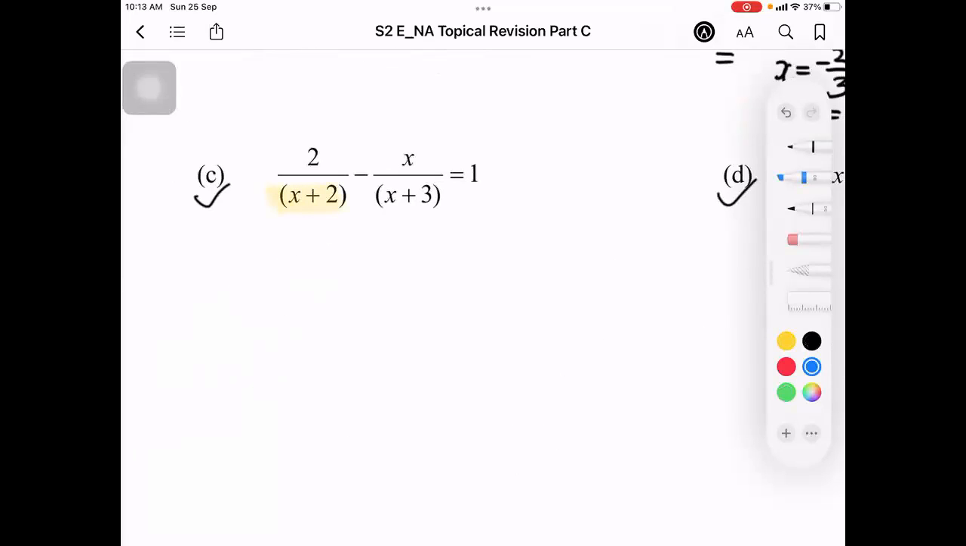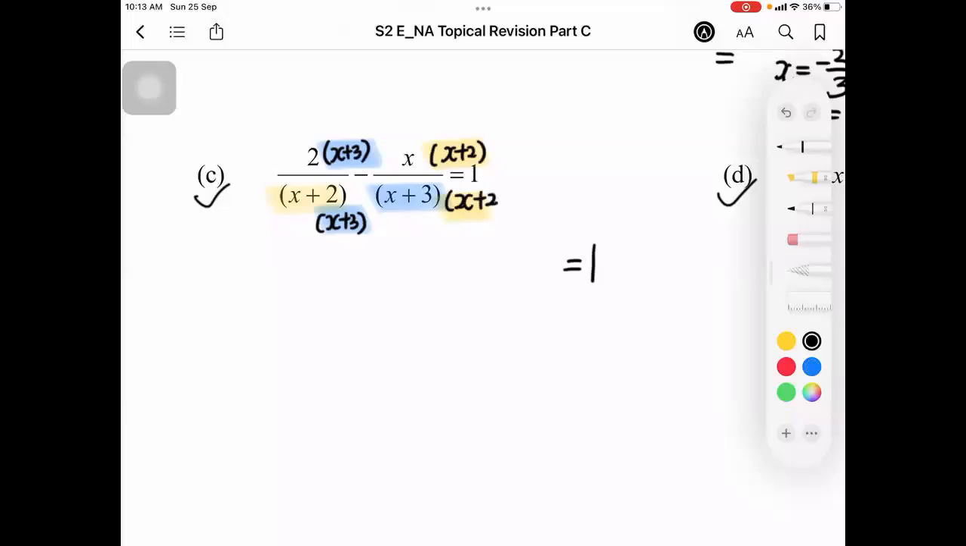The denominators of the two are different, so we must make the denominator the same. We multiply this one to this side, then we multiply the other one to this side. The one still stays the same. I'll write down the equal to 1 down here. Then here I'll need x plus 3, top and bottom. Then this one I'll need x plus 2.